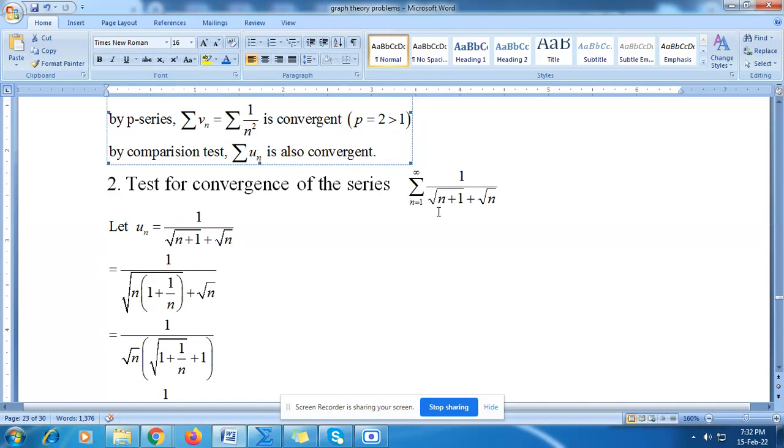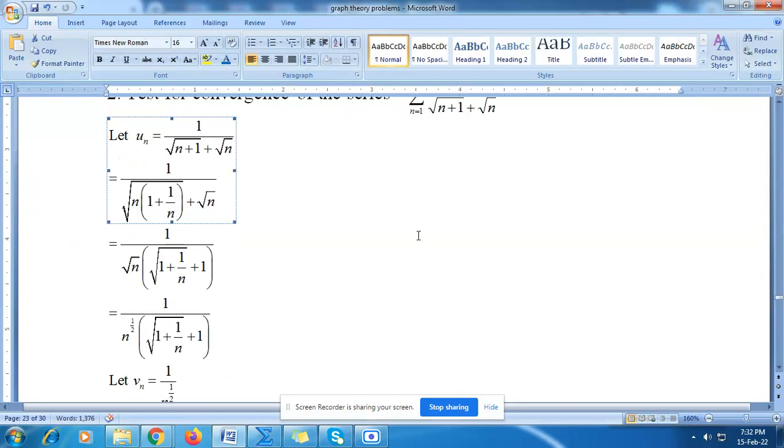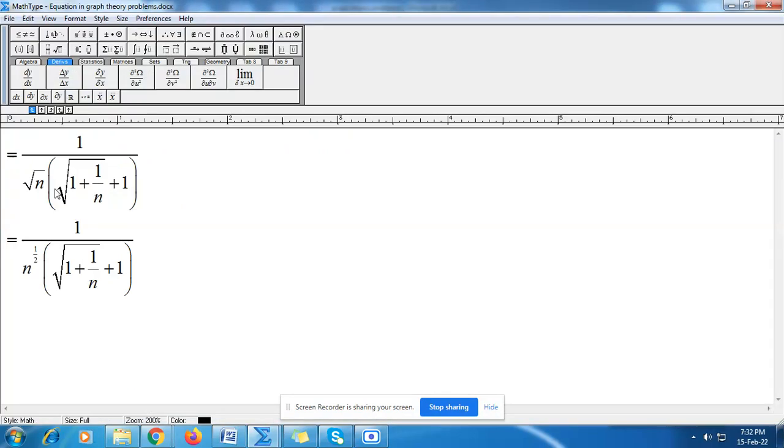Next, test for the convergence of this series: sigma n is equal to 1 to infinity of 1 by (root of (n plus 1) plus root n). Now take the nth term of this series as un equal to 1 by (root of (n plus 1) plus root n). Now in root of (n plus 1), take n common for these two terms. Then we have root of n into (1 plus 1 by n), plus root n. Then apply the root to both terms: root n into root of (1 plus 1 by n), and then take root n common: root n of (root of (1 plus 1 by n) plus 1).